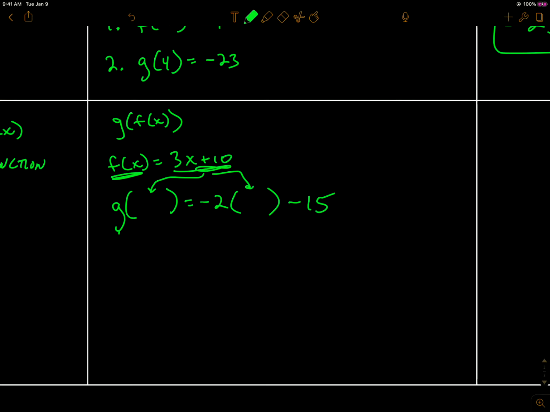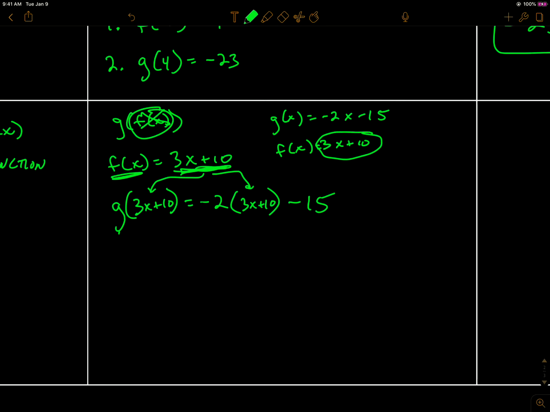So I'm going to plug what f of x is equal to inside, because f of x was inside. Now I'm going to take that f of x out and put in what f of x is equal to. So essentially what's happening here is, if g of x is negative 2x minus 15, I'm trying to explain it a couple different ways, and f of x is 3x plus 10, you're taking the whole function f and plugging it in here for x. That's how I get this.